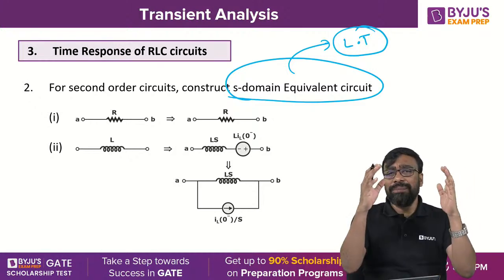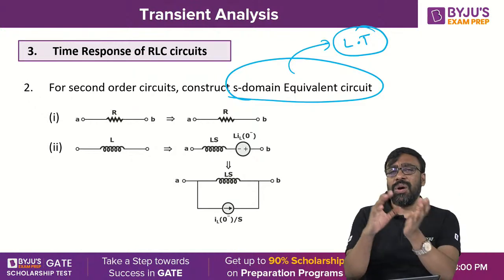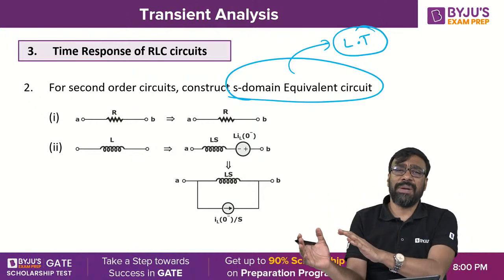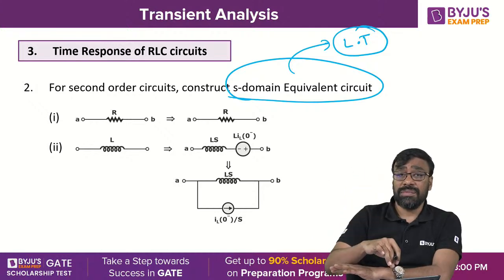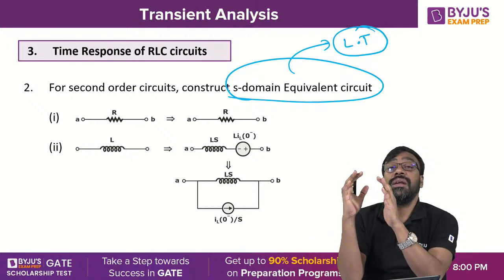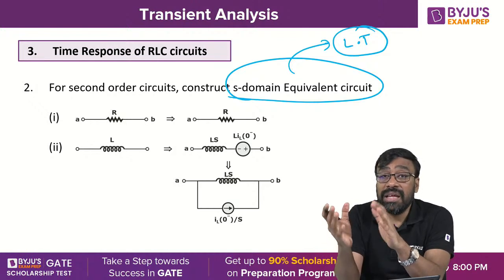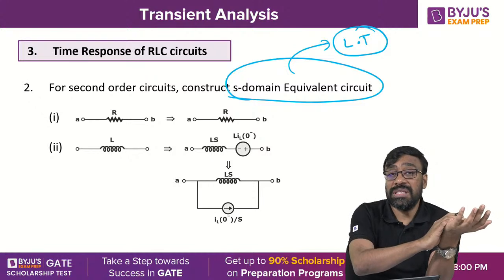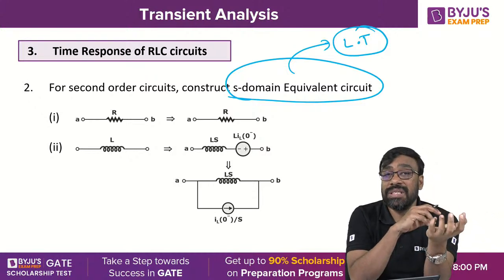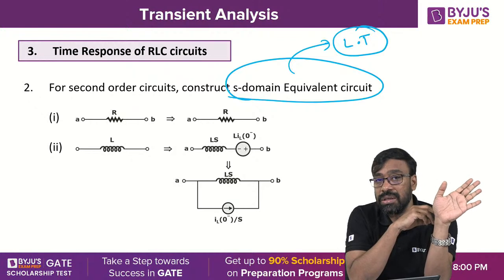Got it? A time domain circuit is given to you. Temporarily you are converting into S-domain by applying Laplace transformation. How to construct that S-domain equivalent circuit I will tell you now. Don't worry. Then find the response in S-domain. Then apply the inverse Laplace transformation with the help of partial fractions. Then find the response in time domain. That is your final response.